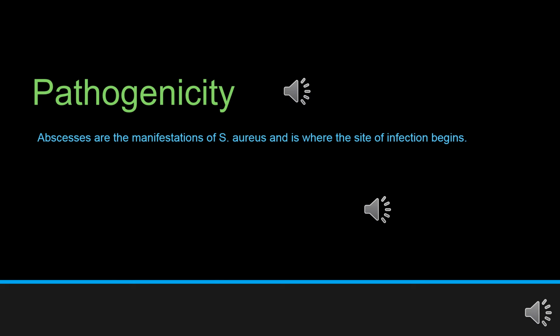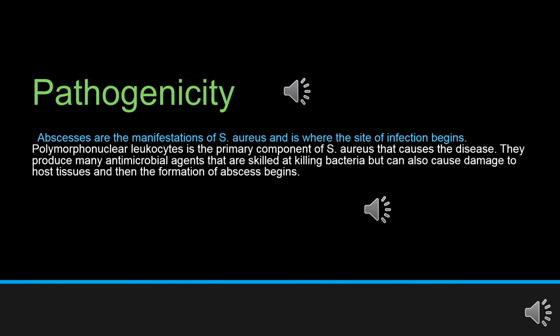Pathogenicity of S. aureus. Abscesses are the manifestations of S. aureus, where the site of infection begins.